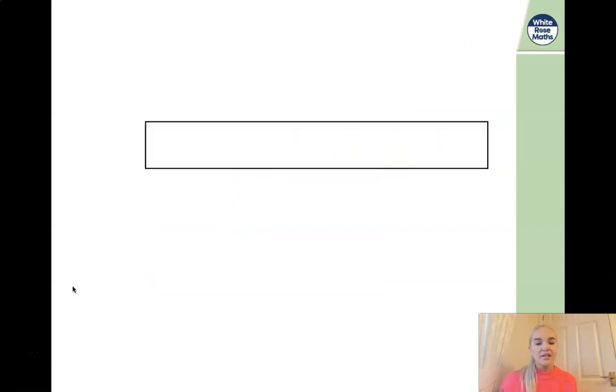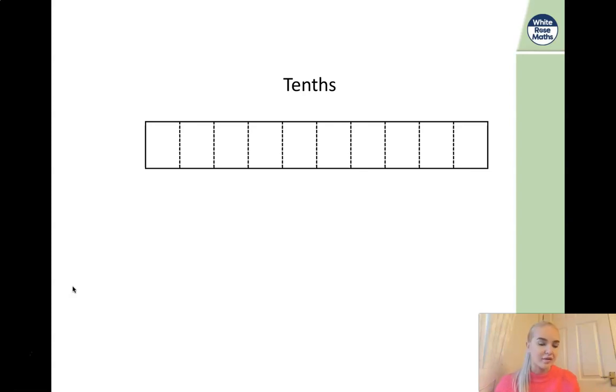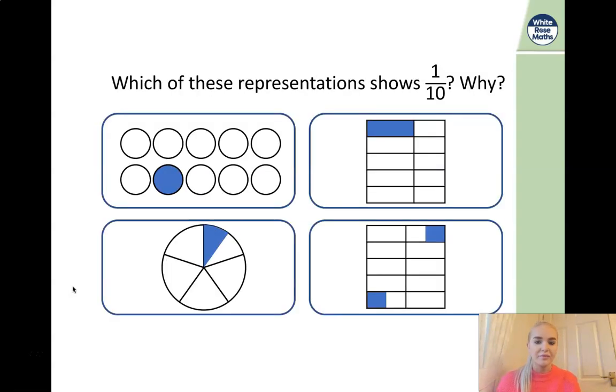Now, we have got a bar here. And if I split my bar into 10 sections, I have split my bar into tenths. And that is going to be what we are focusing on in today's lesson. We are going to focus on tenths, when an object or a bar is split up into 10 sections. Now, each of my sections are worth 1 part, so therefore 1/10. I would like to know which of these representations show 1/10 and why. Pause the video and have a think.